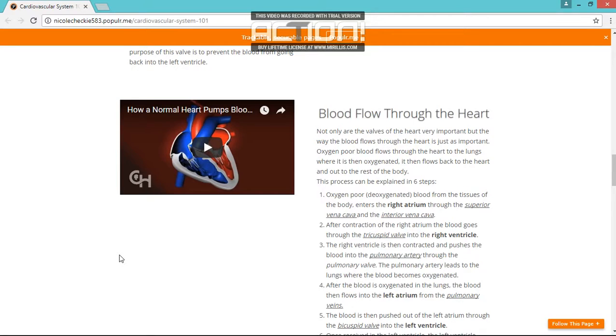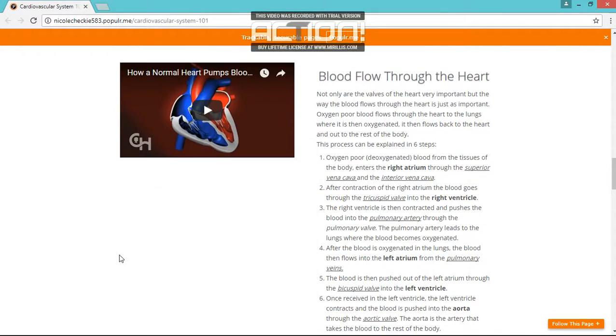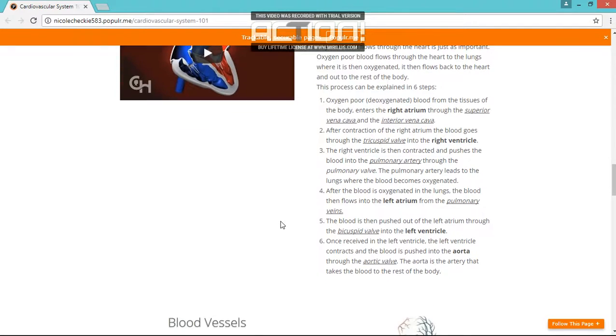Here I have put a video to show and explain the way the blood flows throughout the heart to help students get a better visual of how the blood actually flows. I think pictures and videos really help when it comes to classes like anatomy and physiology. It can actually give you the visual of what's going on in the body rather than just explaining it. I have given a 6-step process on the flow of blood in and out of the heart.